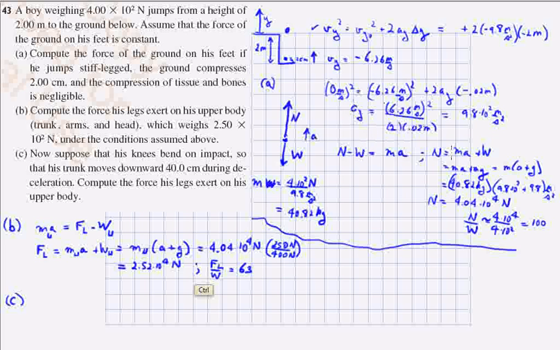And so what I can say then is that the new acceleration is equal to the old acceleration, which was 9.8 times 10 to the 2 meters per second squared divided by 20. Okay, so that turns out to be 49 meters per second squared.